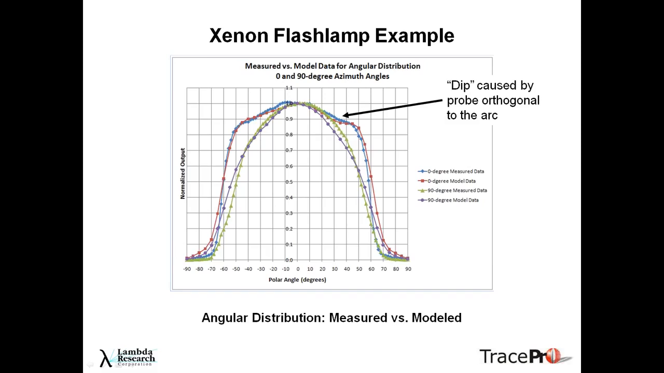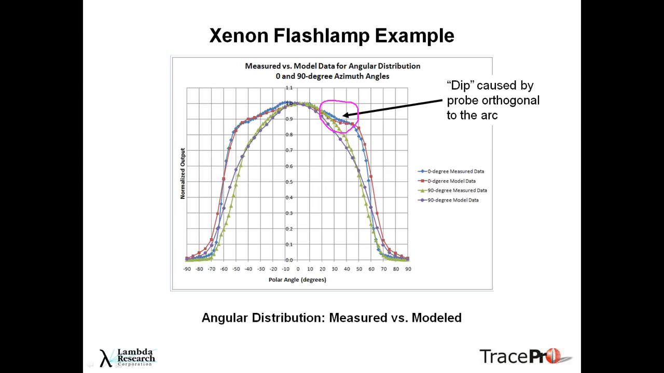One thing I was happy to see is on this side here, the measured is the blue data, and the brownish data with the square is my model data. I saw a dip on this side, and that dip is caused by that trigger probe sticking into the arc, and it's blocking a small amount of light.